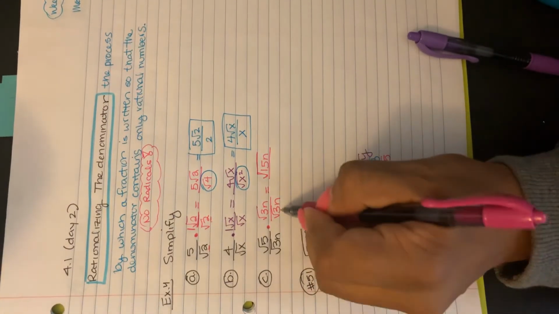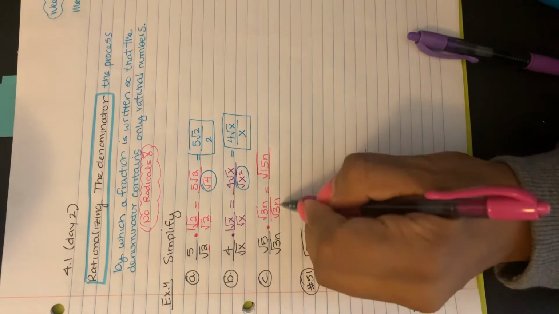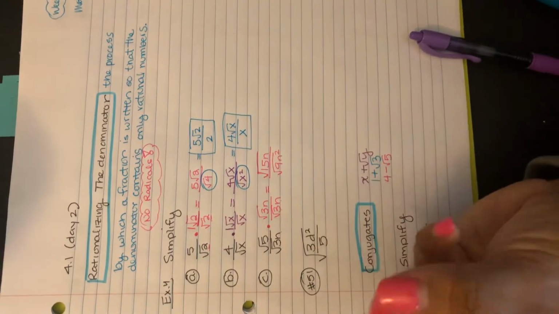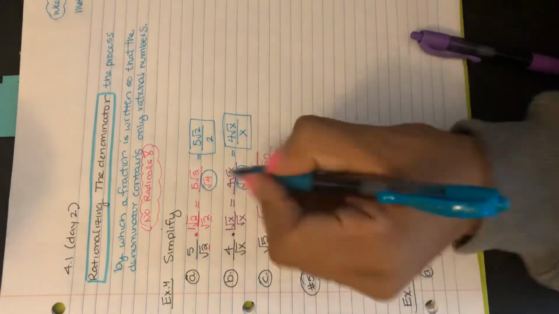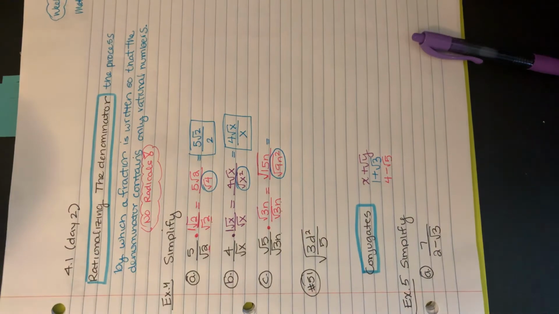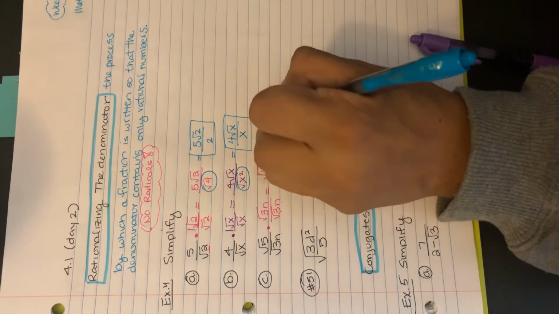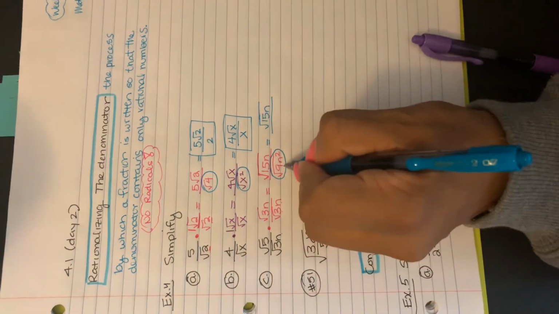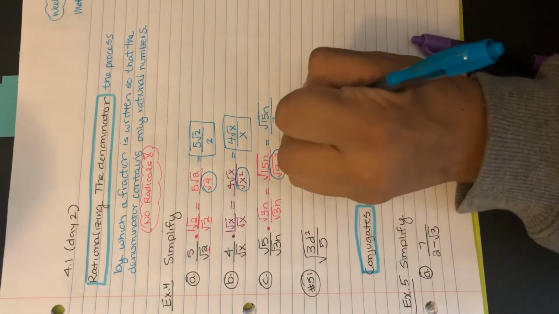And then we know that this gives us 9n squared. So this is 9n squared. And we know it's a perfect square, right? That's our whole goal, is to get rid of the radical sign in the denominator. And this is 3n.